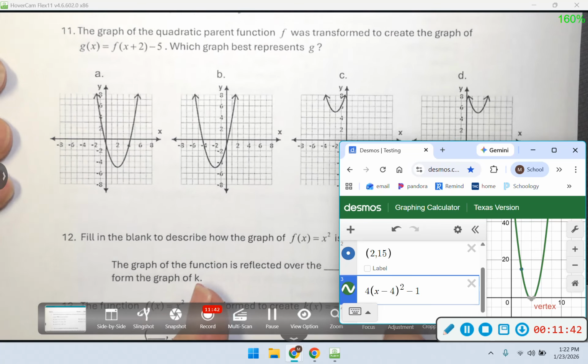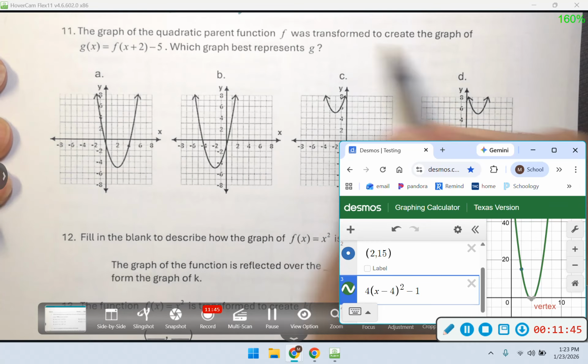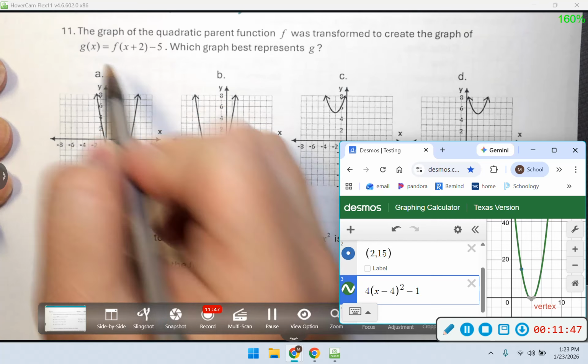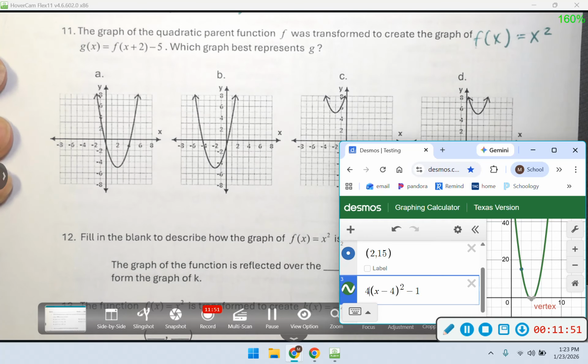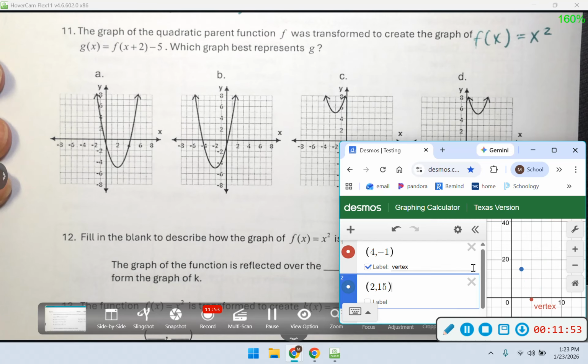Okay, 11. The graph of the quadratic parent function transformed to create the graph of this. So I know the parent function is f of x equals x squared. So I'm going to type that in.